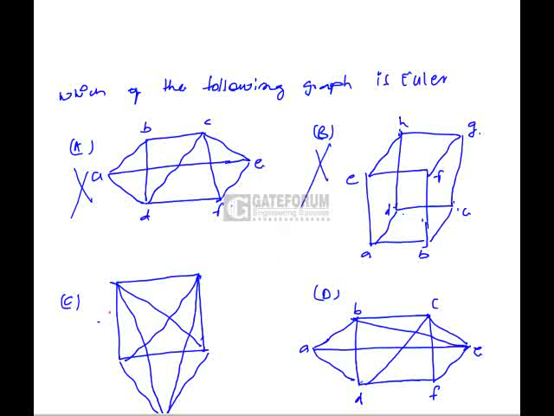For example, if we start from here, we can visit like this once, again 2, 3, 4, again 5, 6, 7, 8, 9, 10. All the 10 edges are visited without visiting any edge twice. Only one edge is visited once. So C is providing the Eulerian path. Option C is the right option here.